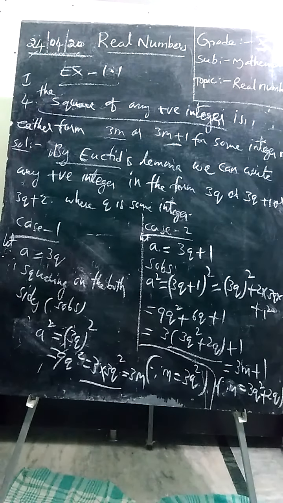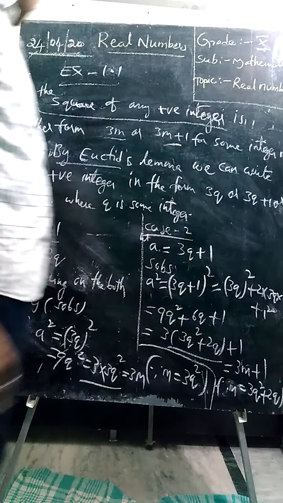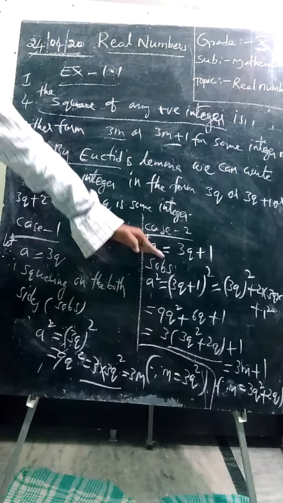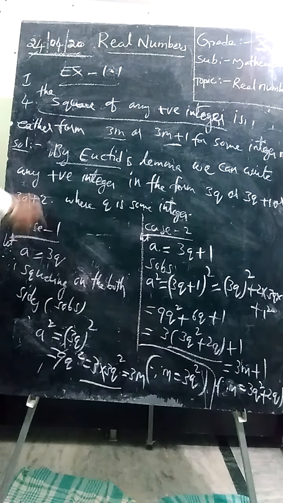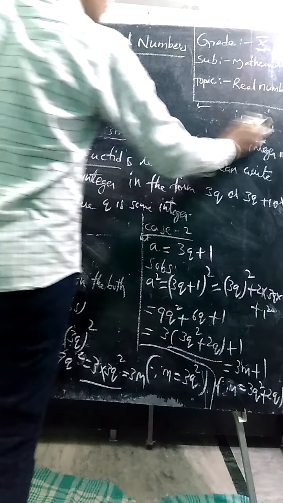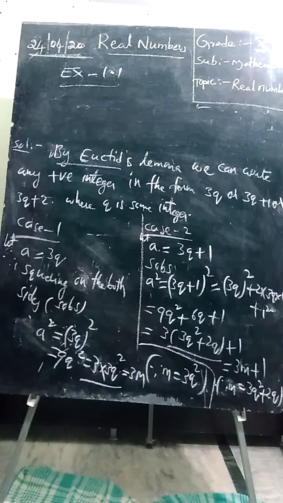So as per the given problem, for the square of any positive integer, we have to prove it is in the form of 3m or 3m plus 1 for some integer m. So the first 2 cases are over. Now we are discussing the third case, when 3q plus 2 is there. Understood, friends? Yes, third case. Now let us check the third case also. Let us prove it is true for the third case also.